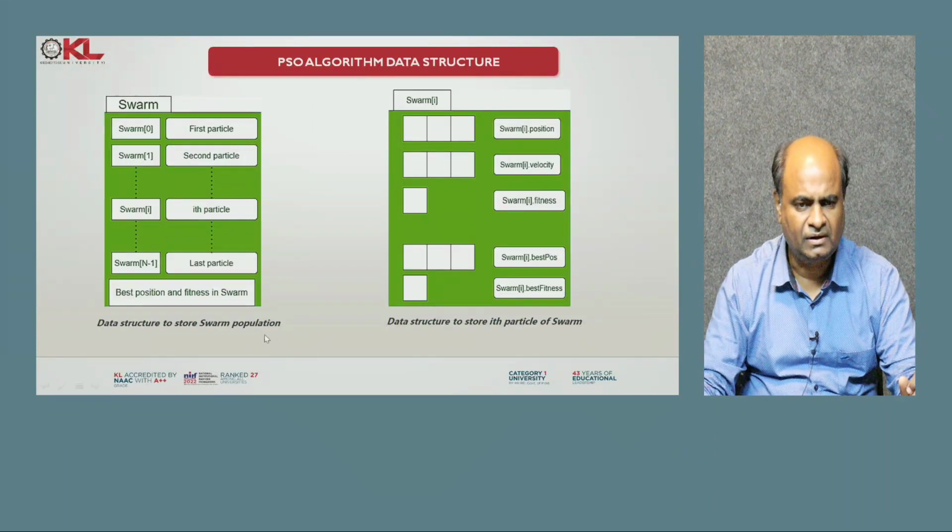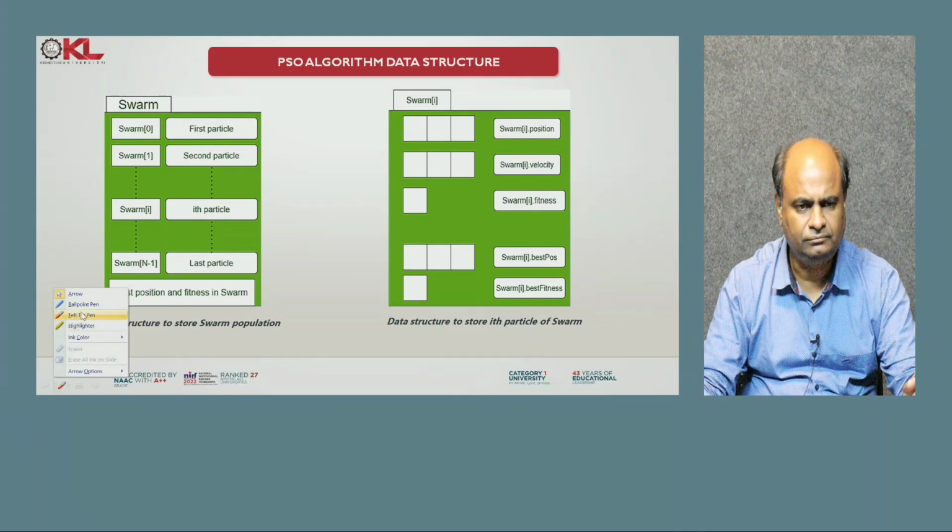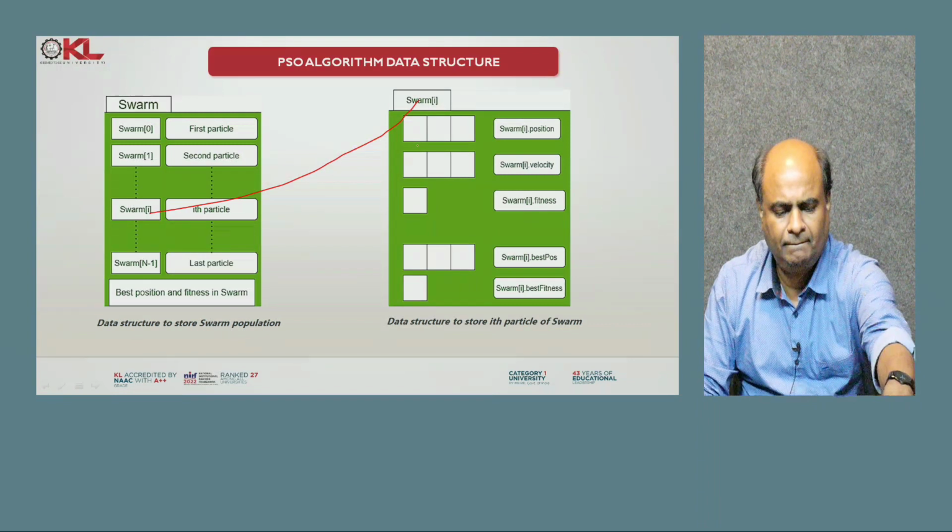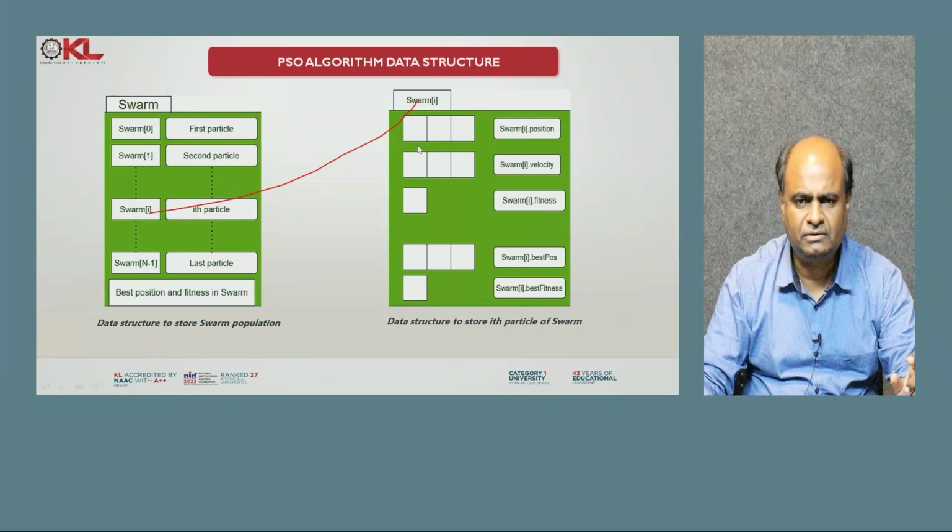Now what is the data structure? In the swarm of population, already you know this, there are so many particles: first particle, second particle, ith particle and last particle. Best position and fitness in the swarm. Now go to the individual level. So go to the ith position. The swarm's ith particle has position, velocity, fitness, and from this particular position i, again you calculate the best position and best fitness.